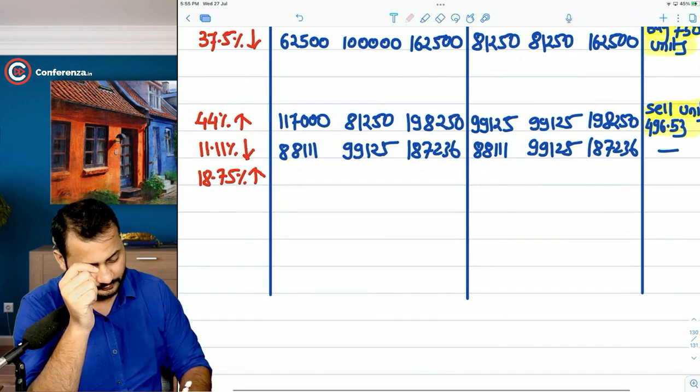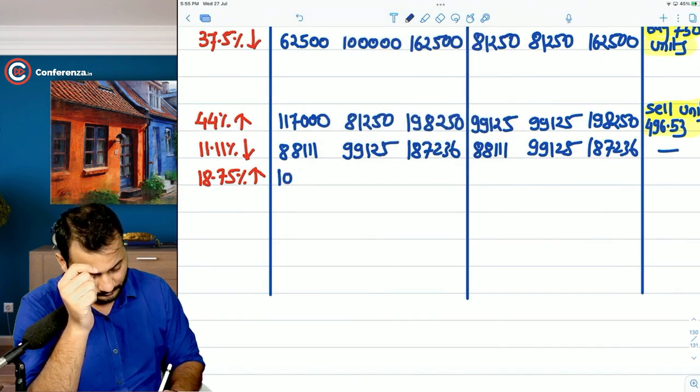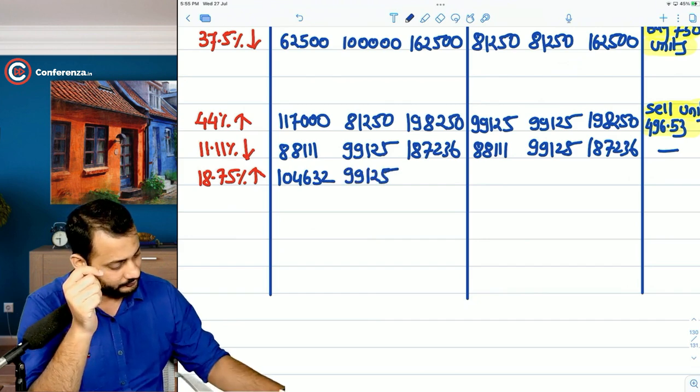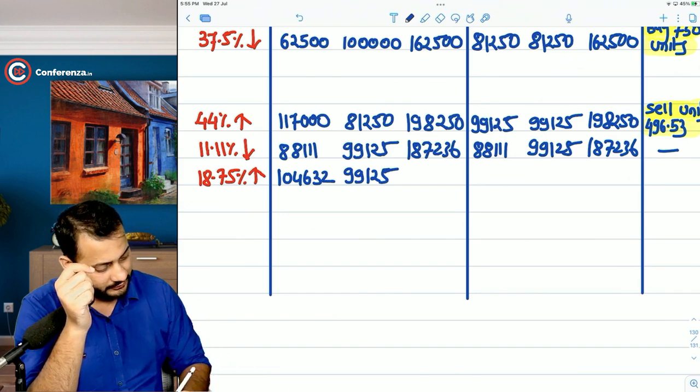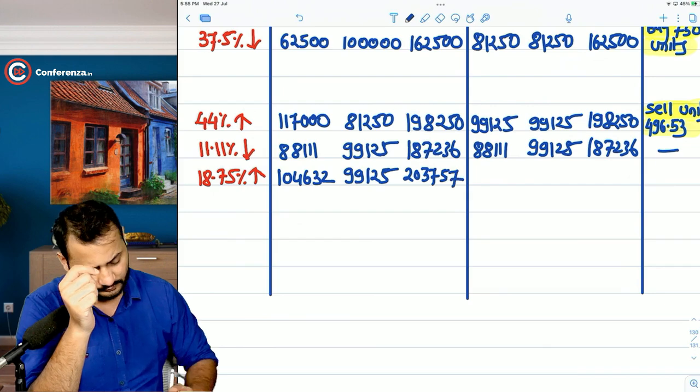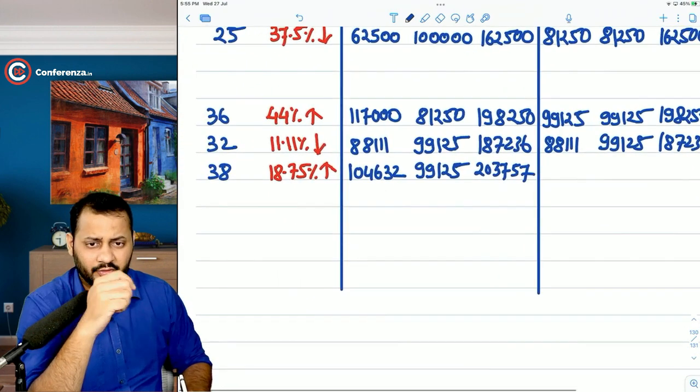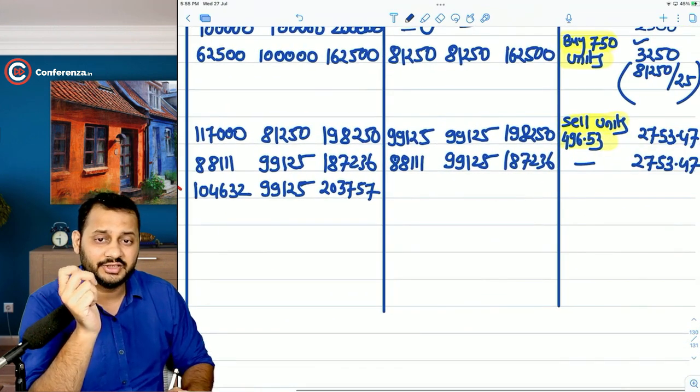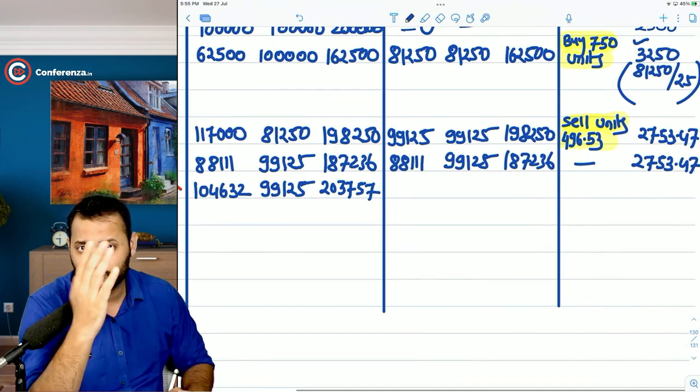104632. 99,125. 203757. Okay, so are we going to rebalance? Yes, sir. What is the action here? Half of the total should be in equity.